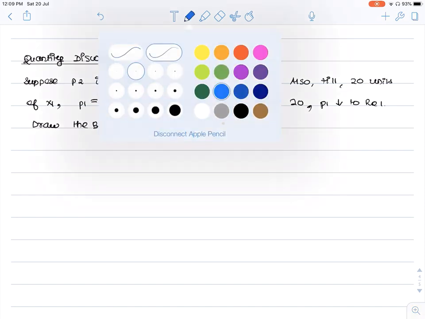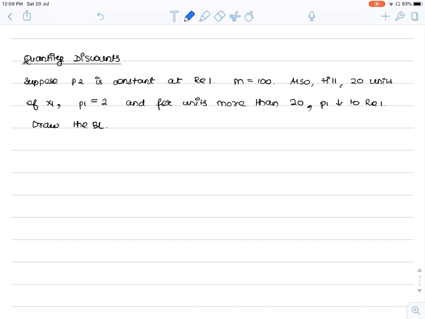I want you to draw this first yourself. Pause the video. Try to do it yourself, and then come back. Okay. For any amount of x1 between 0 and 20, the price is 2 for x1 and 1 for x2. So it is 2x1 plus x2 equals 100 as the budget constraint.